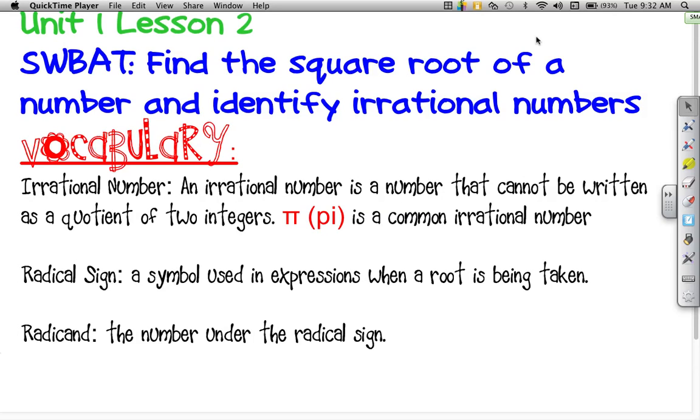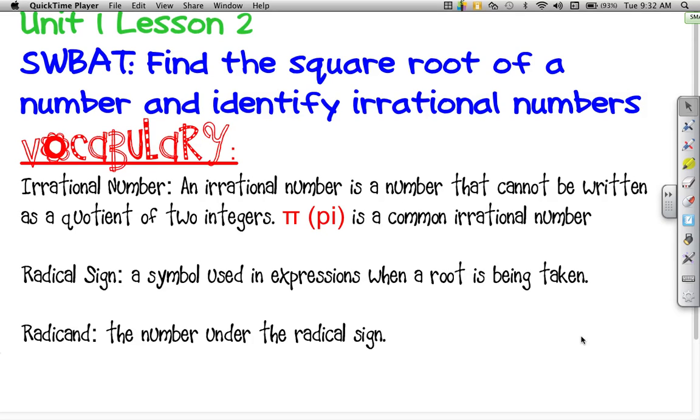You've got 3 vocabulary words. Remember, these go in your Unit 1 vocabulary set. First one's an irrational number. An irrational number is a number that can't be written as a quotient of 2 integers. The most common irrational number that we have is probably pi, which is 3.14, and it goes on forever. We'll talk about some hints to how to find irrational numbers here in a little bit.